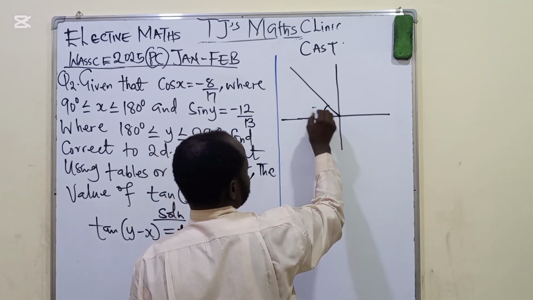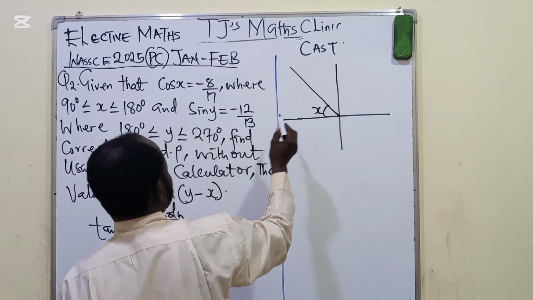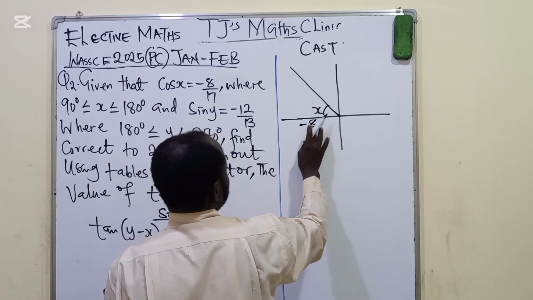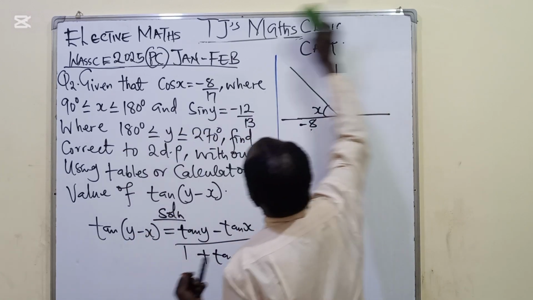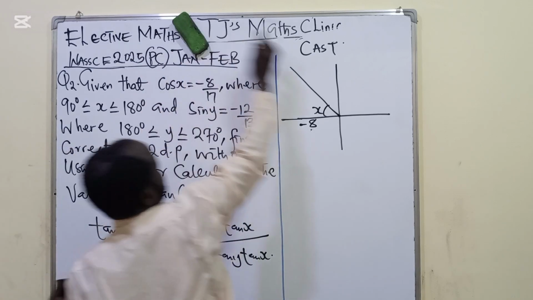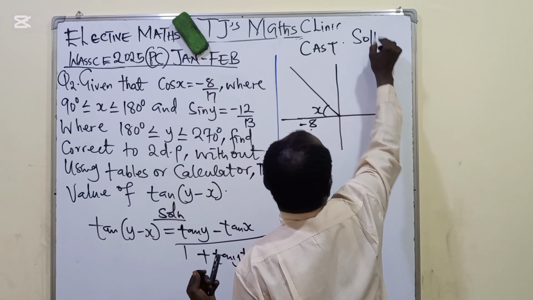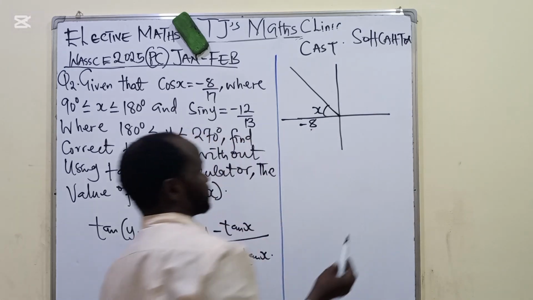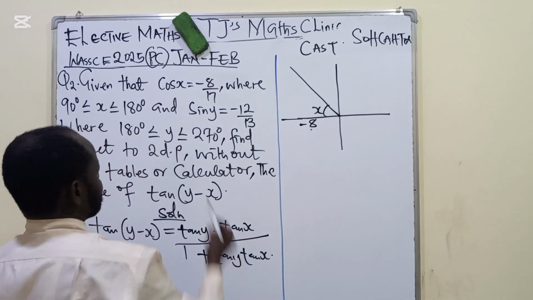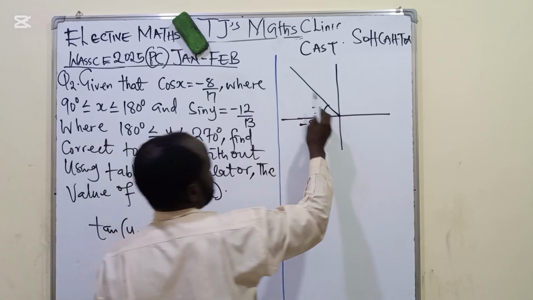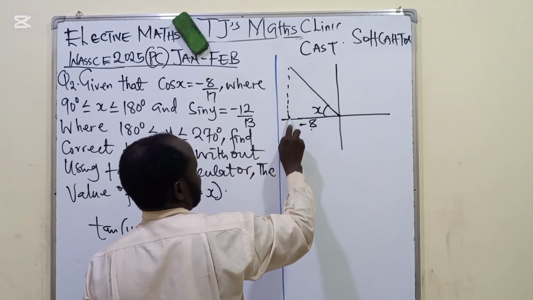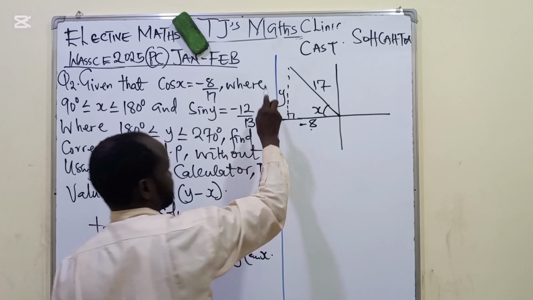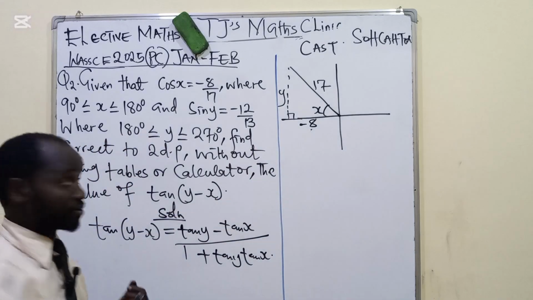This will be x. We have minus 8 because cos is negative. We will use CAST and SOHCAHTOA. Very important to analyze this. Cos is adjacent over hypotenuse. Adjacent now is minus 8. Then we have our hypotenuse as 17. Then we have to find this opposite here using Pythagoras rule.